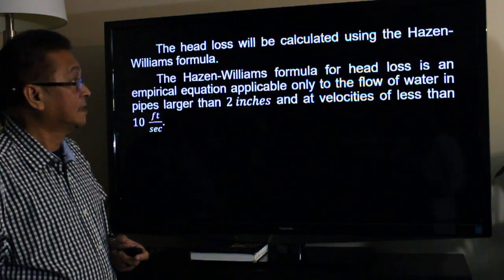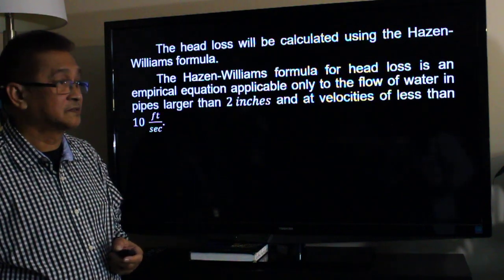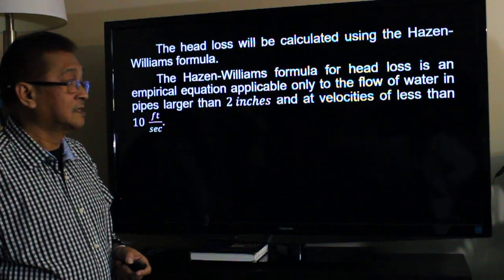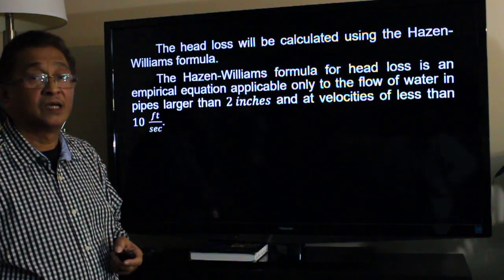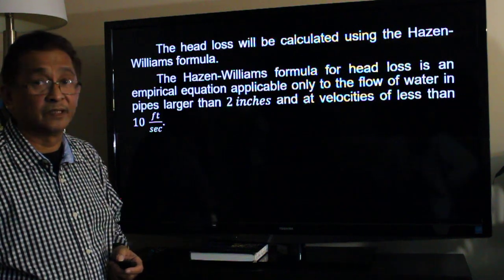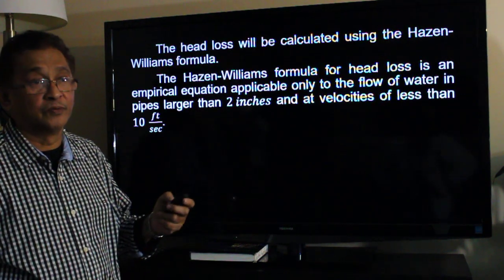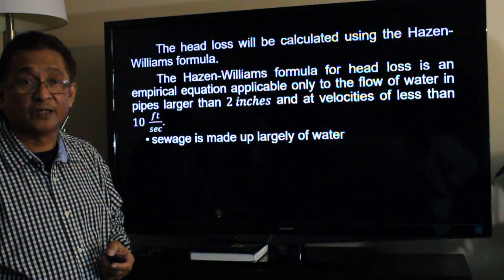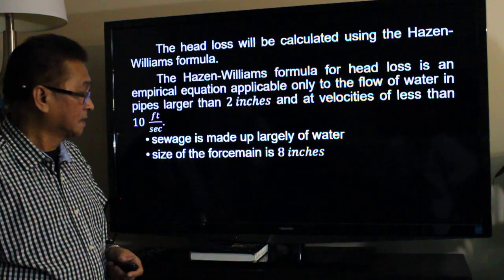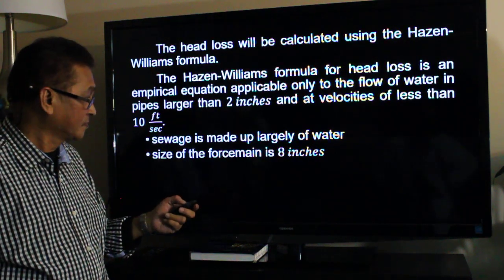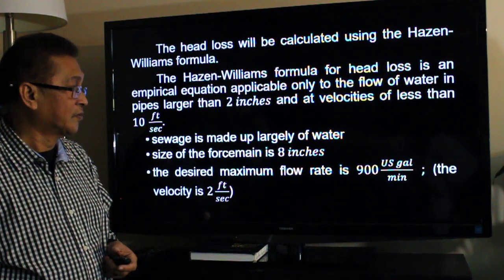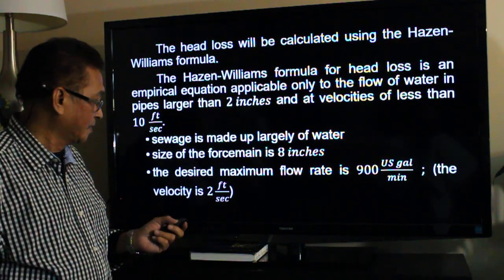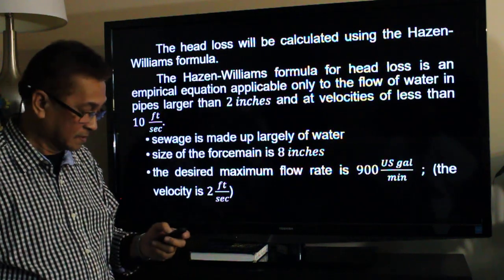As I said earlier, the Hazen-Williams formula for head loss is an empirical equation applicable only to the flow of water in pipes larger than 2 inches and of velocities less than 10 feet per second. The reason why we would choose this method is, number one, sewage is made up largely of water. Second, the size of the force main is 8 inches. Third, the desired maximum flow rate for this project is 900 US gallons per minute, and the velocity of such will be 2 feet per second.